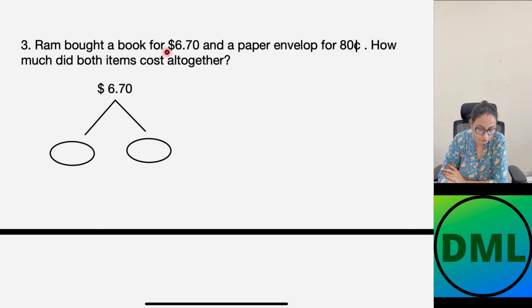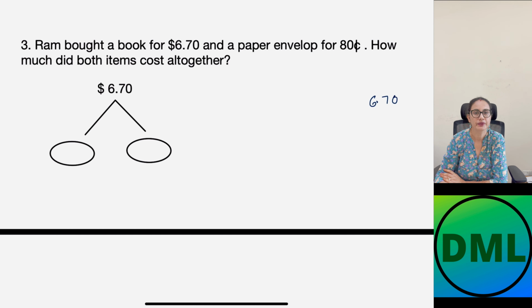Ram bought a book for $6.70 and a paper envelope for 80 cents. How much did both items cost altogether? Again, I have to find out how much Ram spent on both the items. I have to add it. Let's add it with the first method. 6.70 and this is 80 cents.